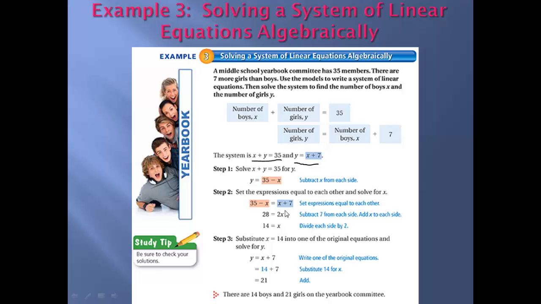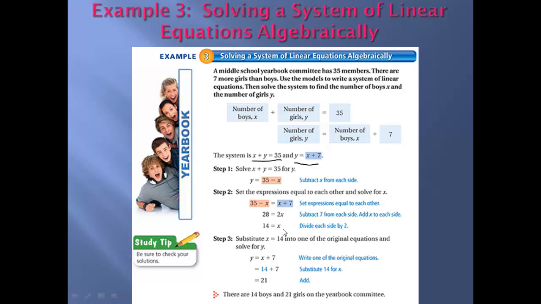Now I'm going to solve this equation, and the first thing I can do is add x to both sides. That will get rid of it on the left-hand side, and that moves it to the right-hand side. If I do that, I have 35 equals 2x plus 7. Then I can subtract 7 from the right-hand side and subtract 7 from the left-hand side, and 35 minus 7 is 28. So we have 28 equals 2x. Now I can divide by 2, and I'll get that x equals 14.